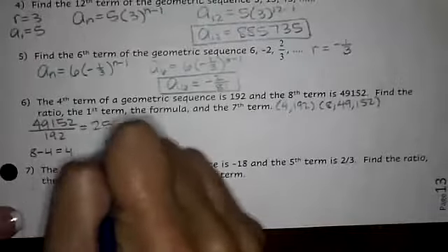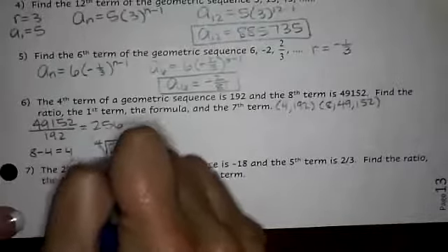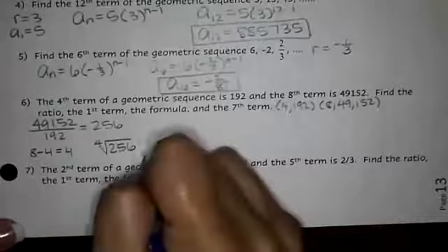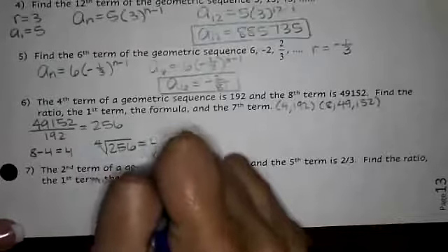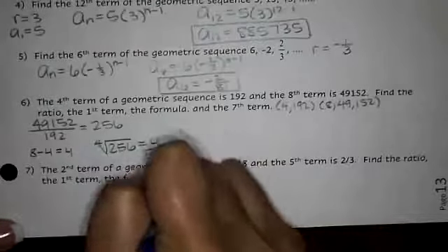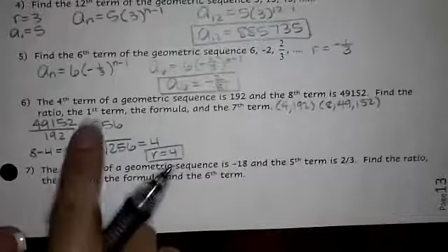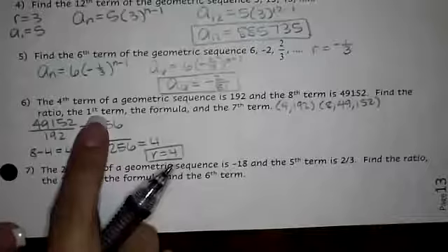So we need to do the 4th root of 256, because remember, it's multiplying times itself each time since it's an exponential. So the R would be 4. Now we found our ratio. The next thing we need to do is find our 1st term.